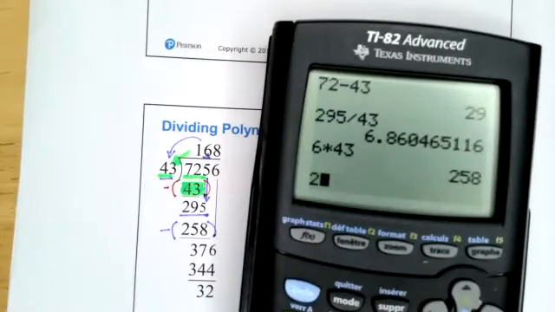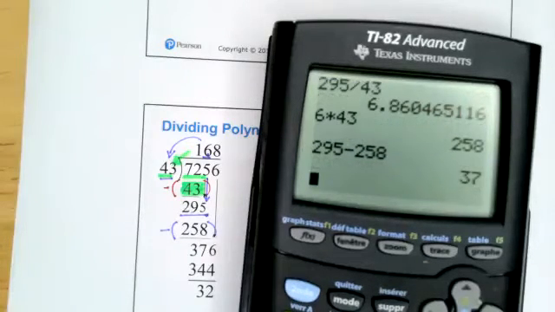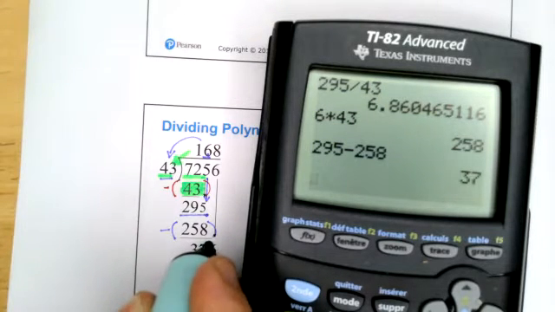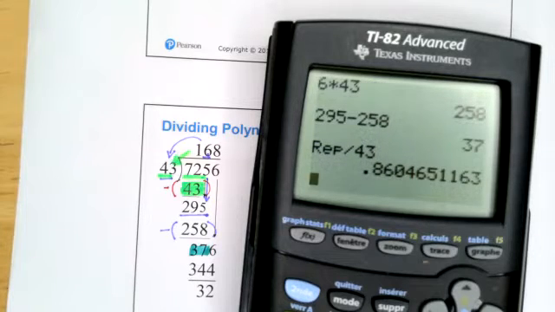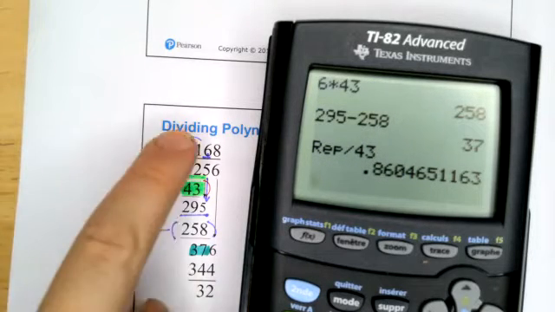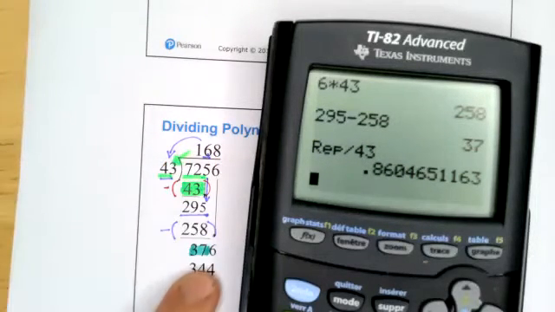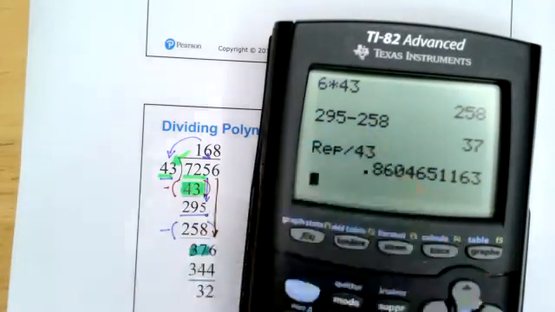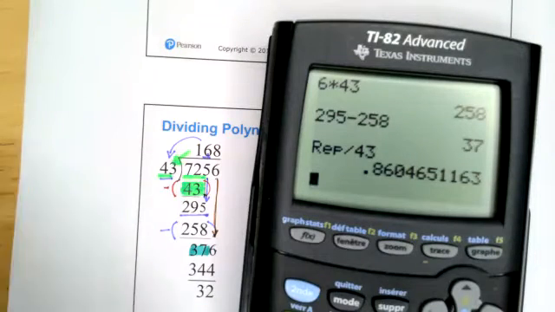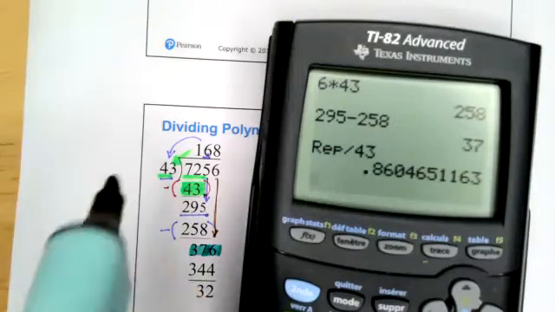295 minus 258 is 37. Good. I can't take 37 and divide it by 43, right? It's not going to give me 1, and I would need it to give me at least 1. It doesn't. So I'm going to bring down the 6. Yeah, the 6 has been brought all the way down. So now I have 376, and I'm going to divide it by 43.